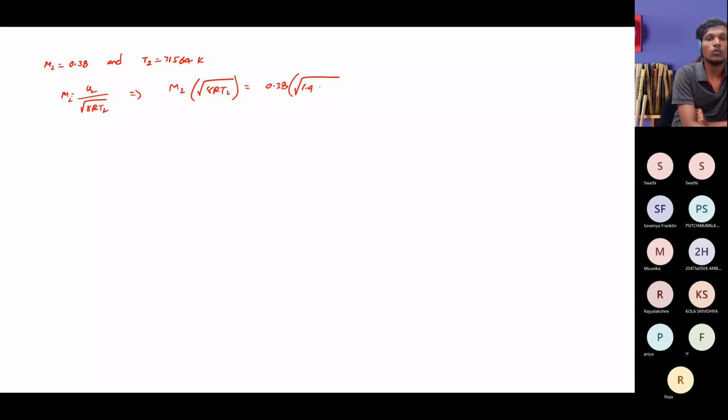Gamma is 1.4287 times 71564. And then once we simplify that, we will get u2 equals to 2037.69 meters per second, where our u1 is, I hope you can recall the u1.